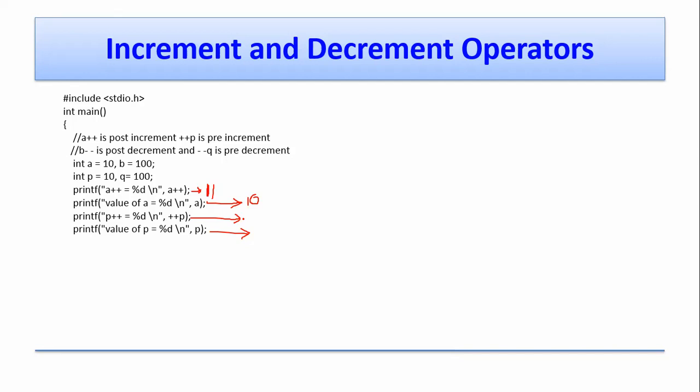P is 9? So this is increment, not the decrement. Decrement means minus. Here B minus minus, Q minus minus. So this is post decrement because it is after the variable. This is pre decrement because it is before the variable. So in here, what should be the value? P is 11. Here, what is the value of P? 10.